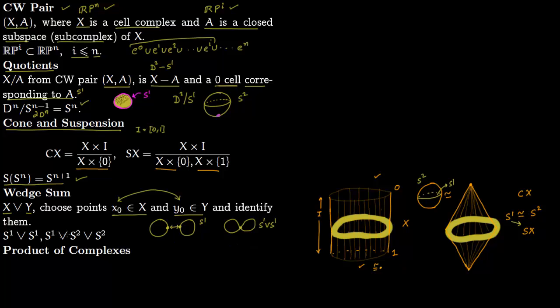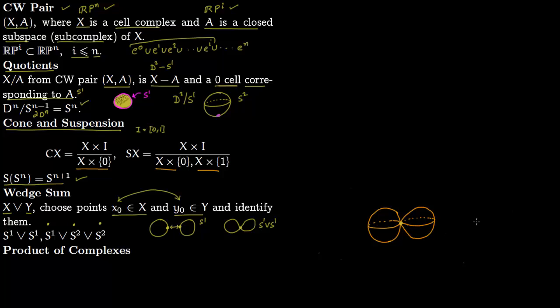Then you could also have S1 wedge with S2, wedge with S2. So again you will take a point in S2, you will take a point here in S2, and you take a point in S1, and you will glue all 3 of these points together. So let us see this. So this is S2 wedged with S2. So you have taken a point of S2 and then taken another point of S2 and identified together.